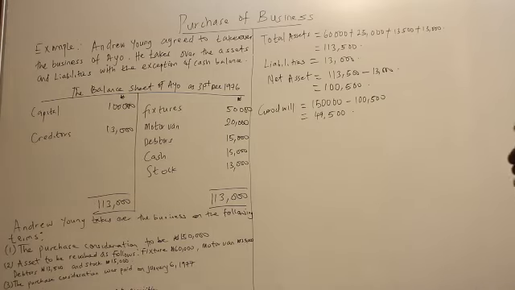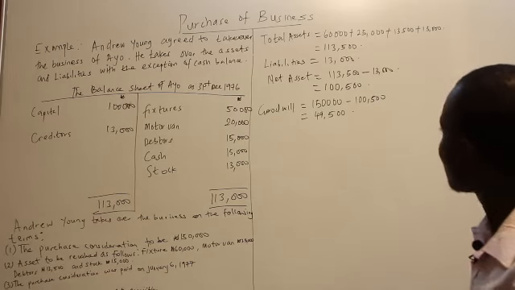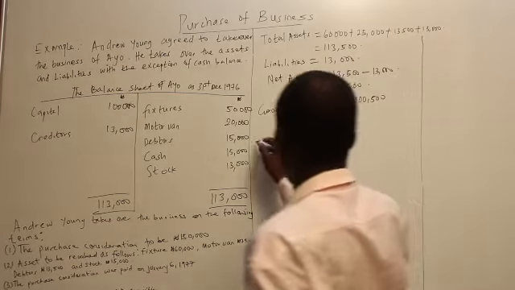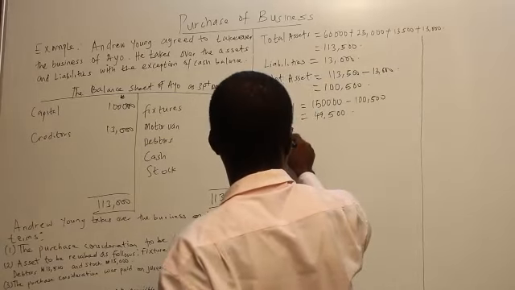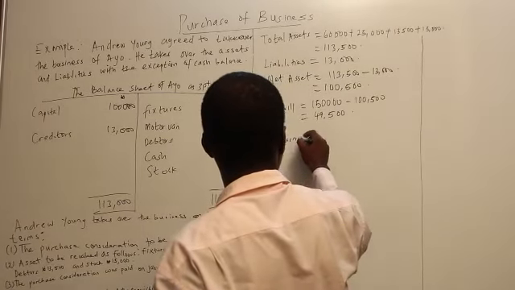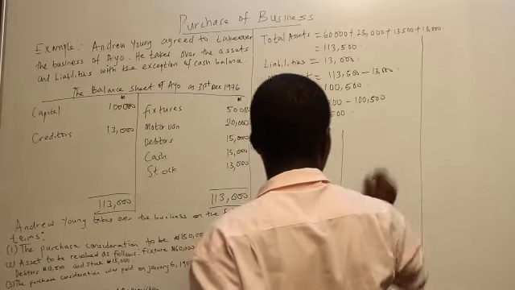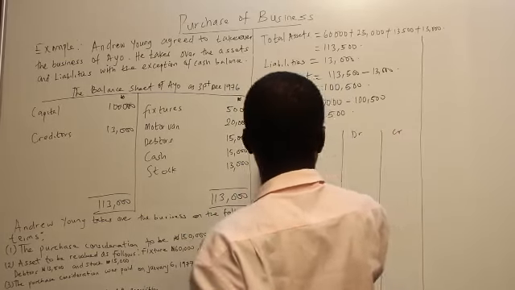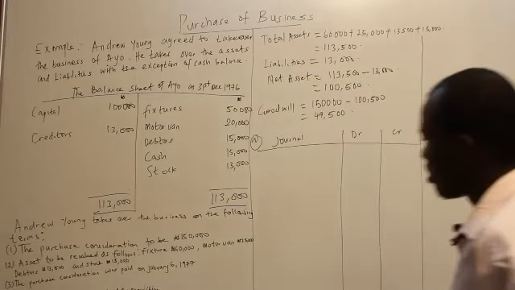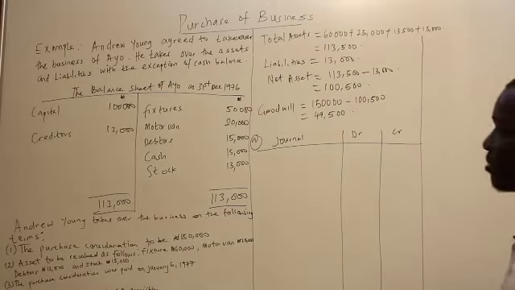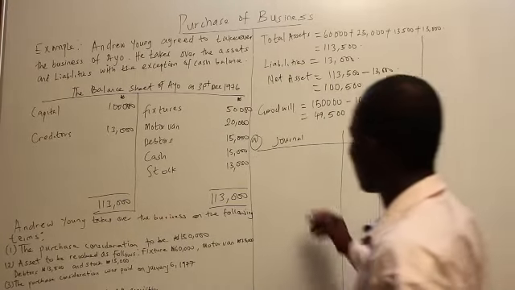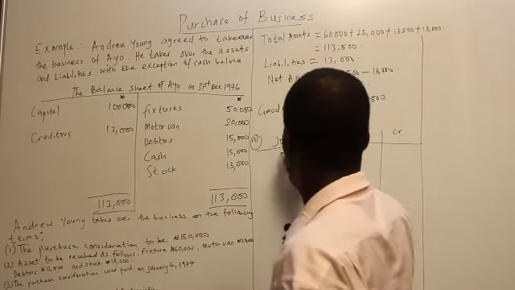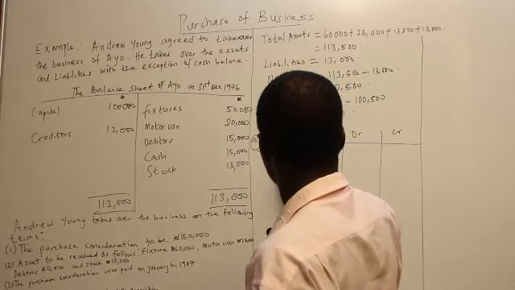Now we have to prepare the journal entries. Answer the questions and prepare the journal entry. We have the journal, with debits and credits. So, purchase of the business. When the business is being purchased, what will happen? We are going to debit the purchase of business account.